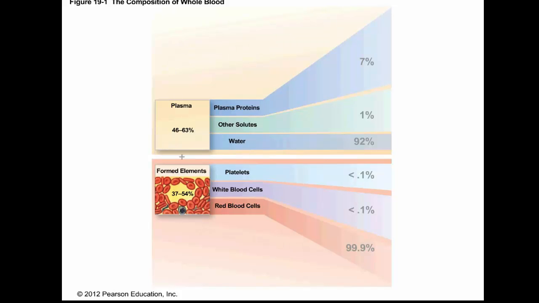In addition to the formed elements, all of these components are surrounded by blood plasma. This makes up about 63% of the blood. Now the majority of this, you can see 92% of it is water. 7% of it is plasma proteins. These are large colloid proteins, and then you have 1% of other solutes.